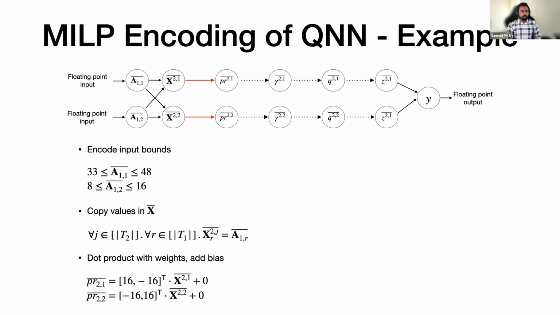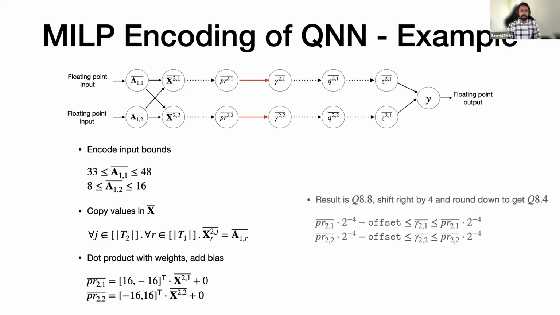Now we're going to multiply the weights and then add biases. All the values are again converted to Q4.4. So this is a multiplication of a Q4.4 number with another Q4.4 number. And as I mentioned, the result can be as large as Q8.8. So we're going to shift it right and round it down to get a Q8.4 number.